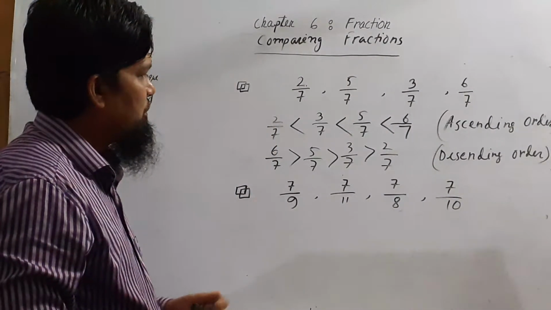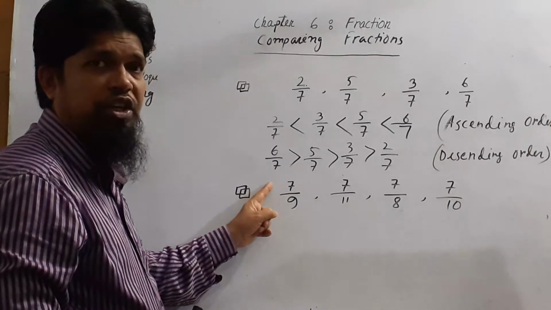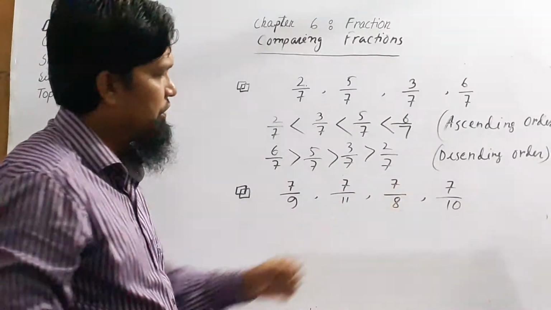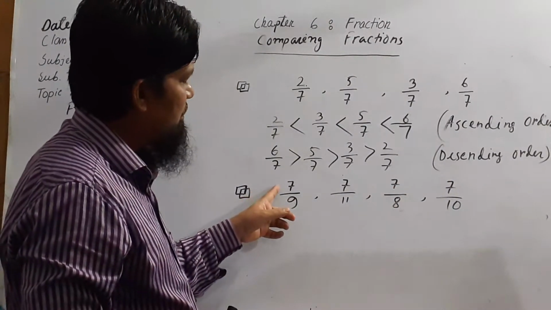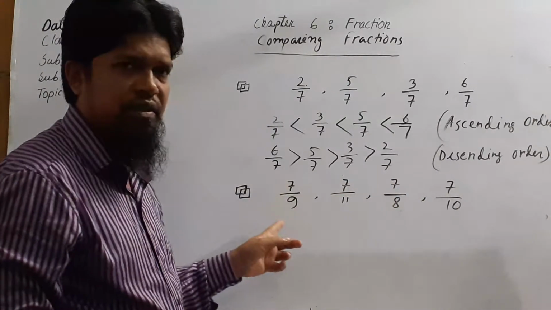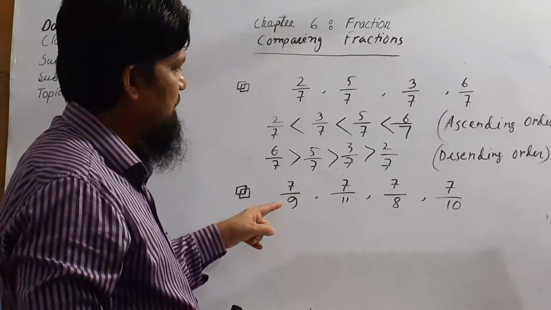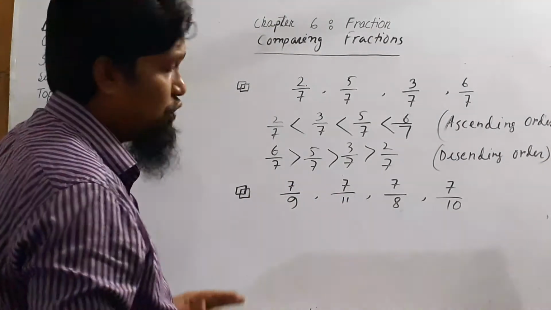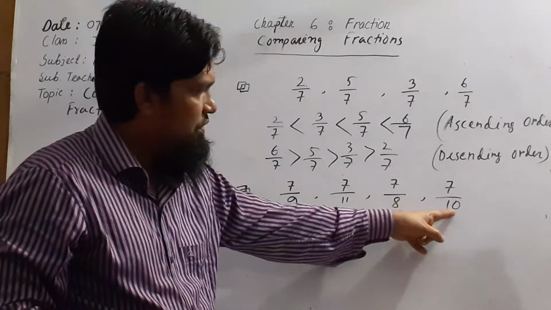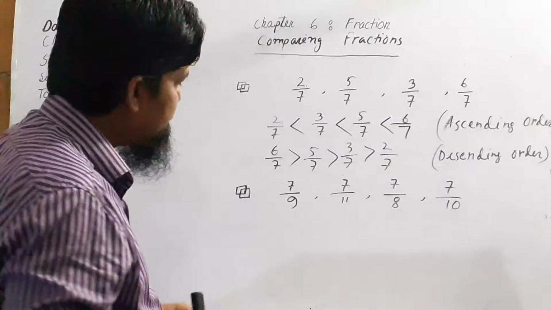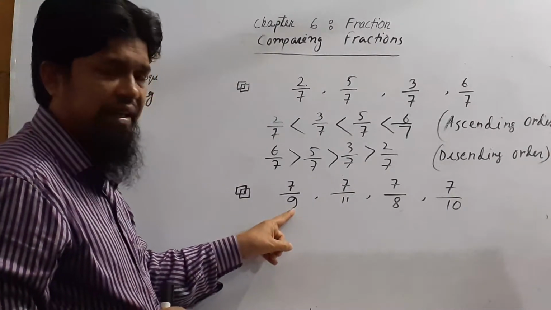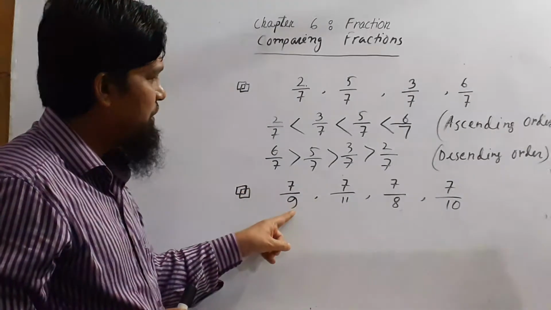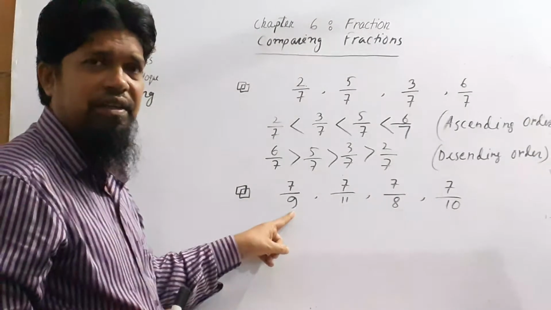So these fractions are with common numerators. Here it is with common denominators, here with common numerators. So if all the numerators are the same in several fractions, then we will compare by looking at the denominators. Now listen carefully. If the denominator is less, then the fraction will be greater. Just opposite.